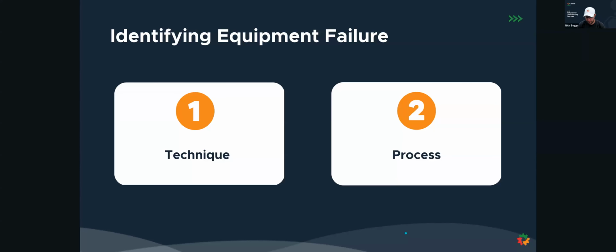Okay, so basically now we want to identify equipment failure. So we have two things. We have a technique and we have a process. And a technique is a method that you'll use to determine the cause of the failure. Some of these techniques include the 5 whys analysis, fault tree analysis, Pareto chart, and there's plenty more. Unfortunately, there's a lot of information to cover about each one of those. So we can send you some additional resources after the presentation to help guide you through the process of choosing the right failure analysis technique.